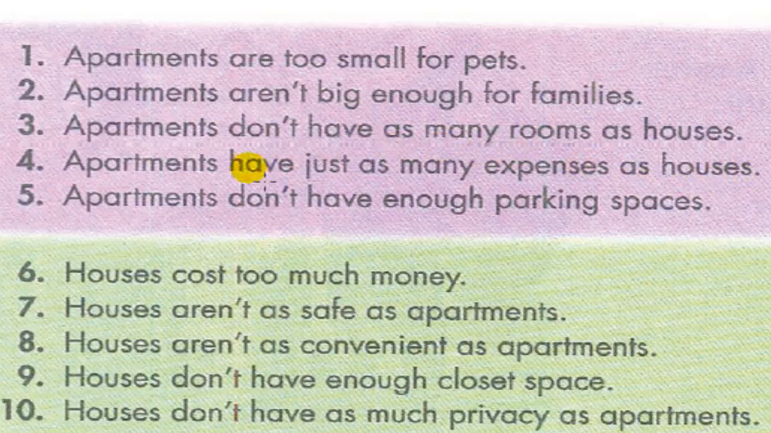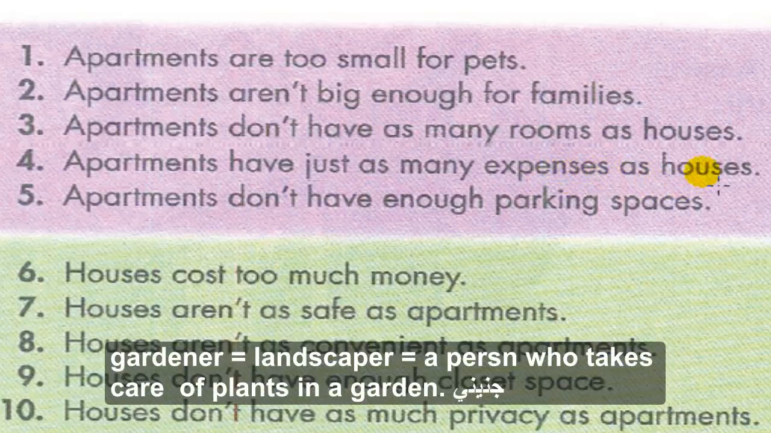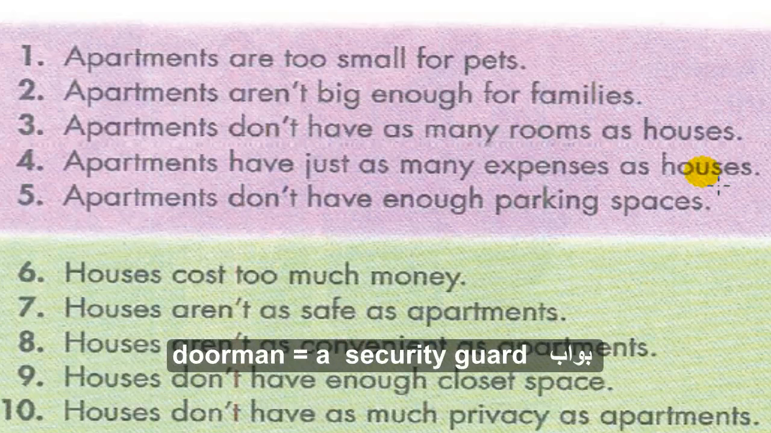Why? Because if you have a house, a villa, you will pay more expenses, more money. You have a villa, you have a garden, you need a gardener, a person who cuts the grass. You need a doorman, gatekeeper. You need a security guard. You pay all the money. In flats, in a building, there are more than 20 apartments who will share paying the expenses of the security guard.